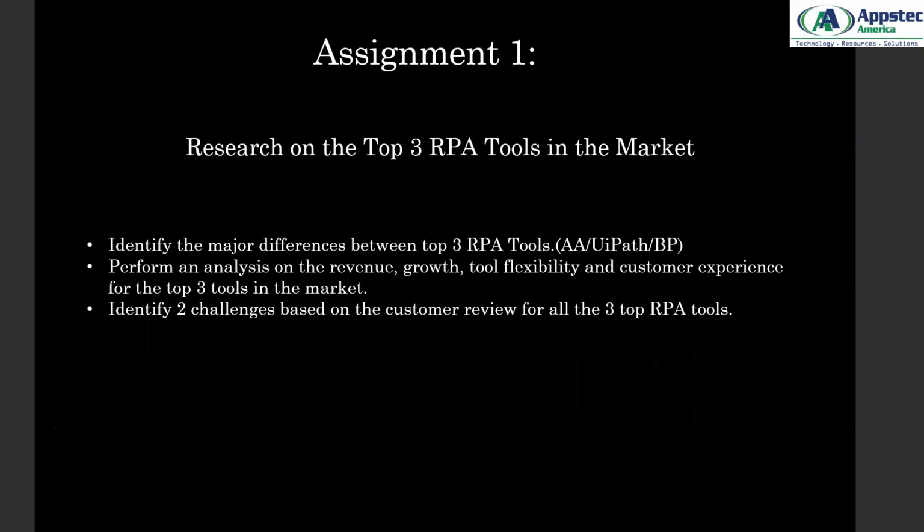And the last one would be to identify 2 challenges based on customer reviews for all the top 3 tools. So what are the 2 challenges that customers have faced on an enterprise level? Any customer of Automation Anywhere would have given 2 challenges that they have faced. Any customer of UiPath would have given challenges they have faced. Any customer of Blue Prism would have given some challenges they have faced. So list down 2 challenges for each of these top three tools, as part of your task 3. This is what comprises your assignment 1, which is very simple.